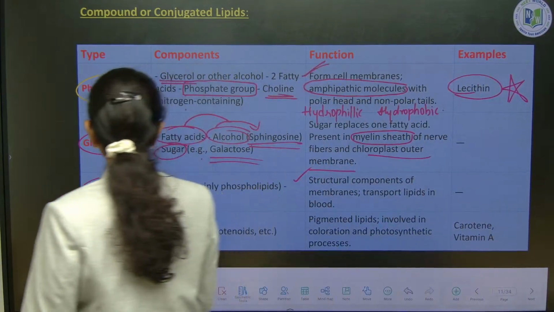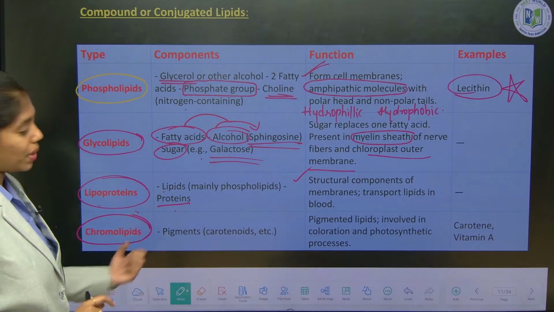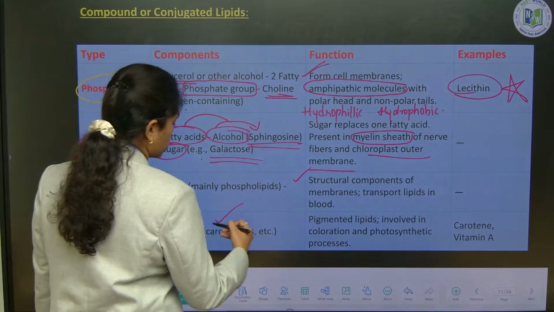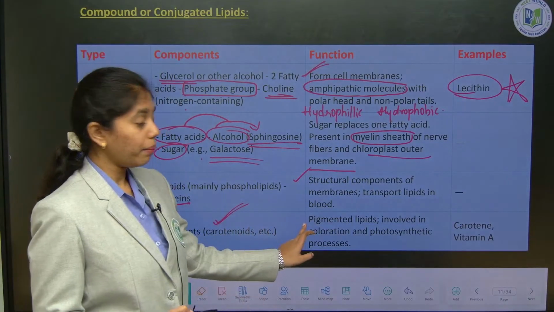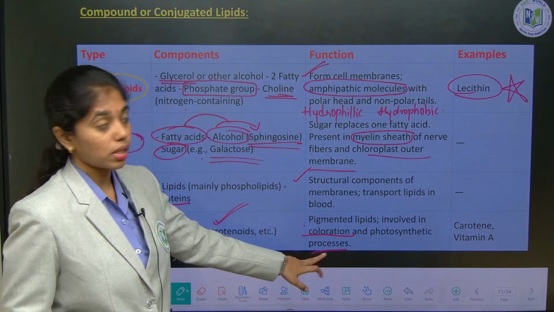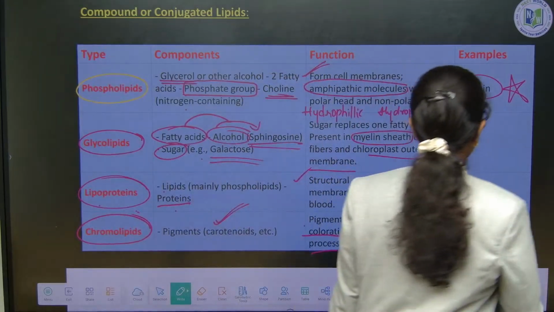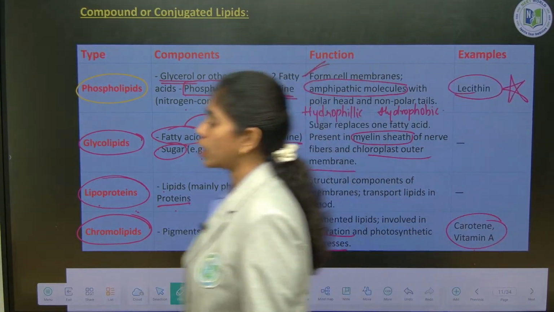Now, chromolipids. Chromolipids include pigments like carotenoids. Here, pigmented lipids are involved in coloration and the photosynthetic process. Examples you can take are carotene and vitamin A. These are examples of what? Chromolipids. Fine, right? You can take a screenshot of this.